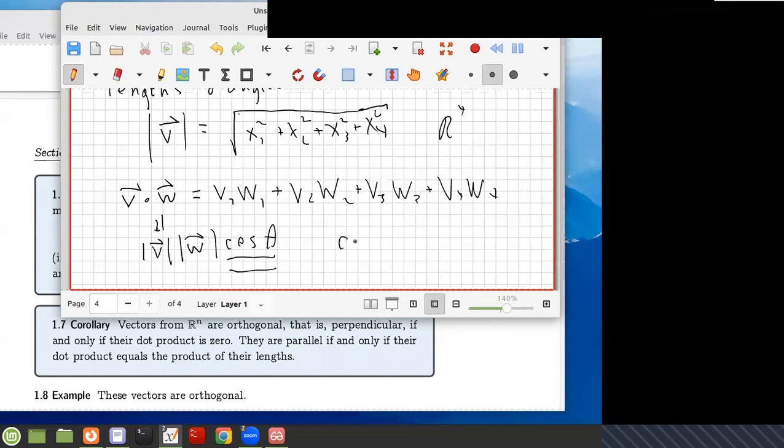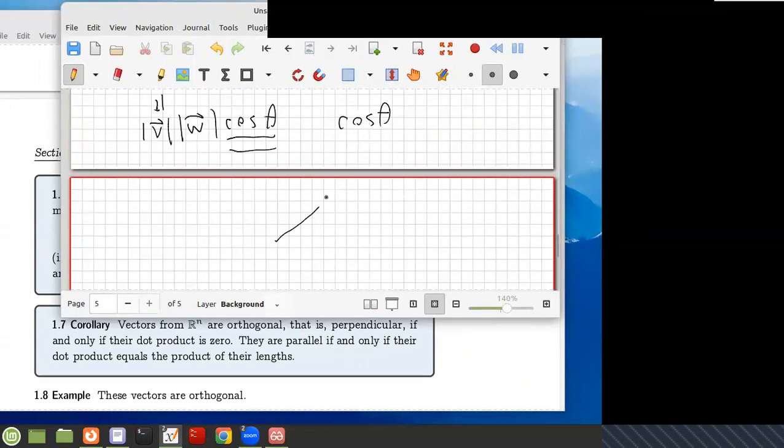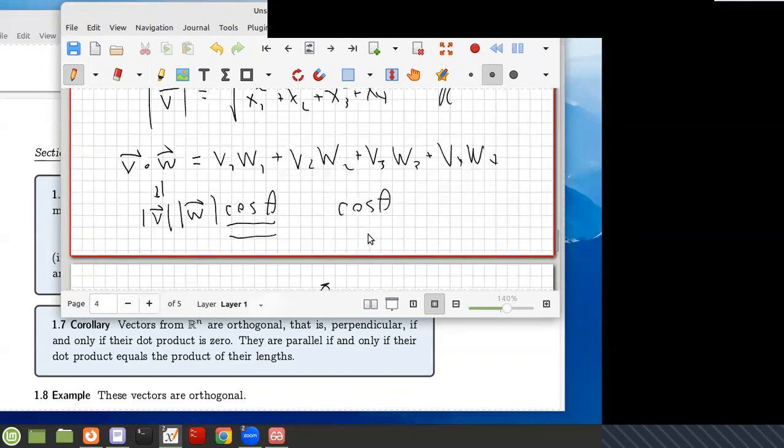So the cosine of the angle between the two vectors, they could be in some four-dimensional space. We don't care, right? They're still going to be a vector here and a vector here, and we're thinking of these as lines. These two vectors are going to form a plane sitting somehow in some four-dimensional space. So there's going to be an angle theta between them. And it turns out that that angle is V dot W over the magnitude of V times the magnitude of W.